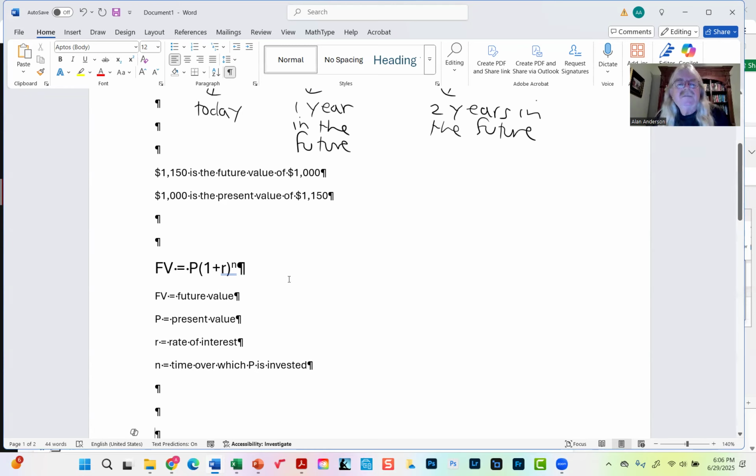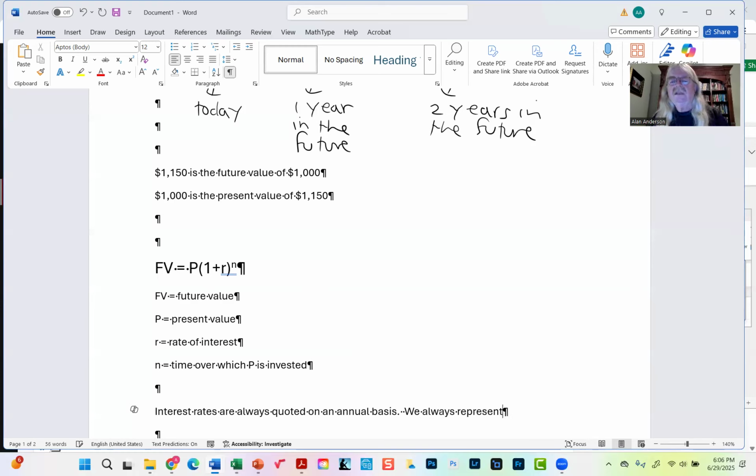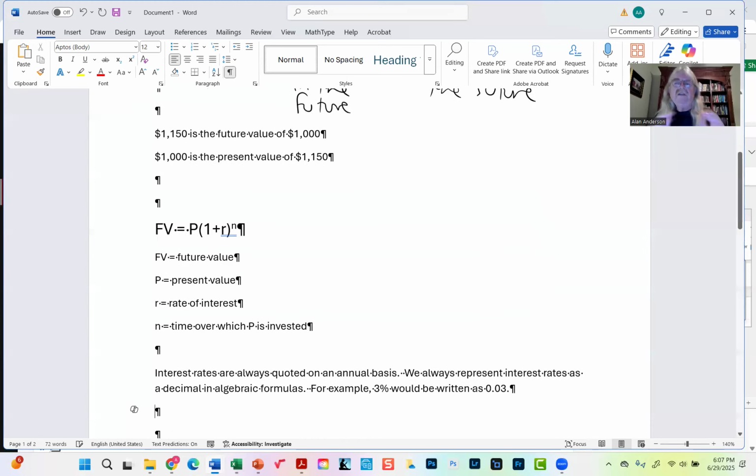Okay. So the interest rate, just as an aside, interest rates are always quoted on an annual basis, which means if it says 3%, it means 3% per year. All right, so that's understood. Also, in an algebraic formula like this, we always represent interest rates as a decimal. So in other words, 3% would be written as 0.03. Any formula you run into in finance is not going to accept a whole number like 3 for 3%. It's going to ask you for 0.03.